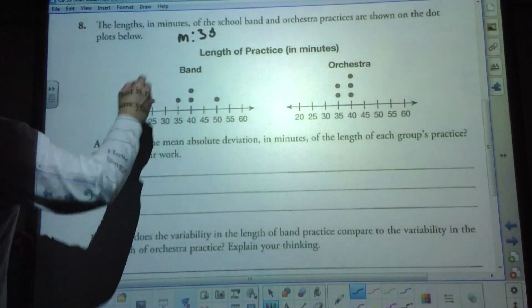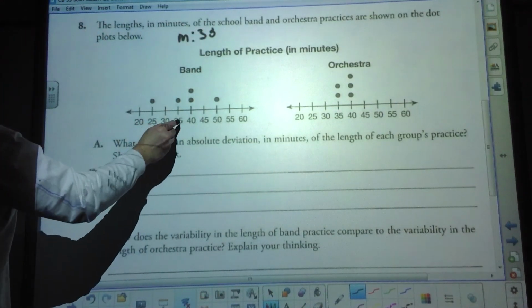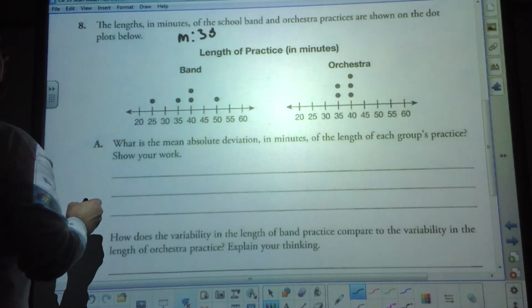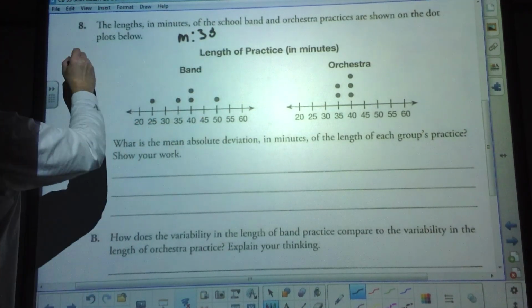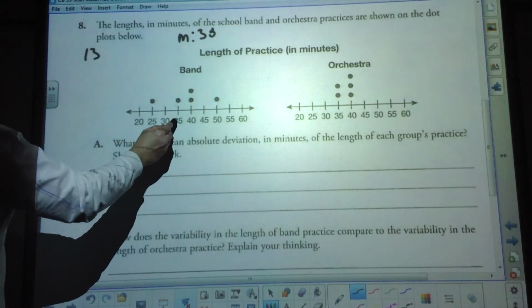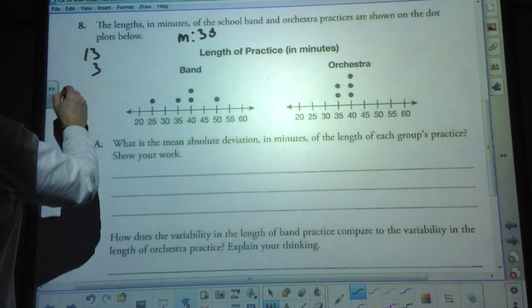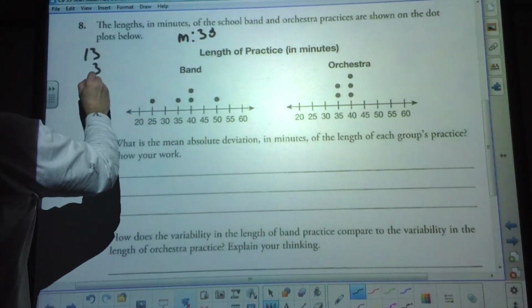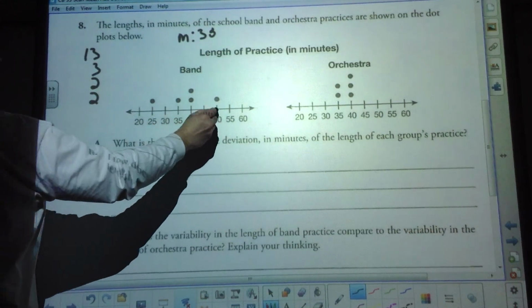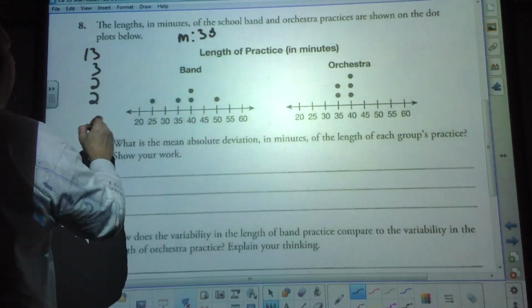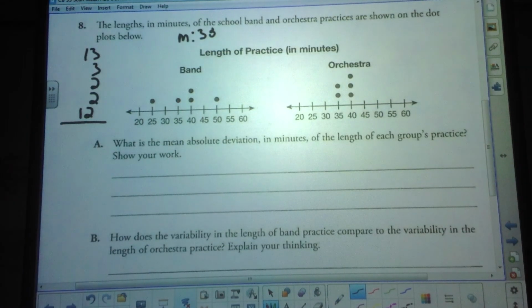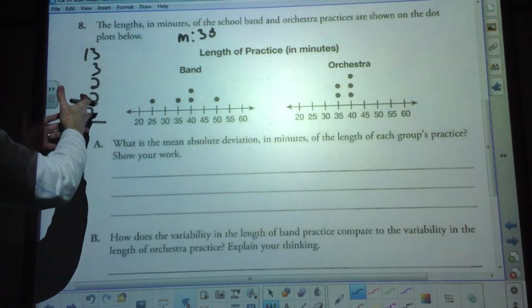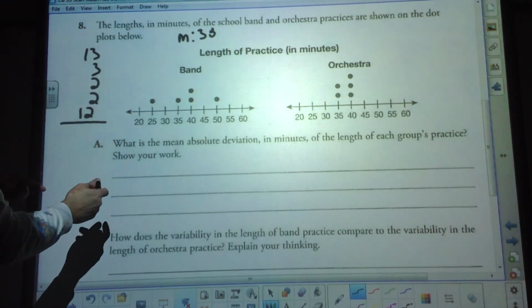So I'm going to find the difference between 38 and 25, 35, 40, 40, and 50. The difference between 38 and 25 is 13. Here is 3. The difference between these two 40s and 38 is 2 and 2. And then the difference between 50 and 38 is 12. Again, you may have to write that out on your paper. No shame in that. You may have to take your time and do that. So you're going to add these differences up and then again divide by 5.